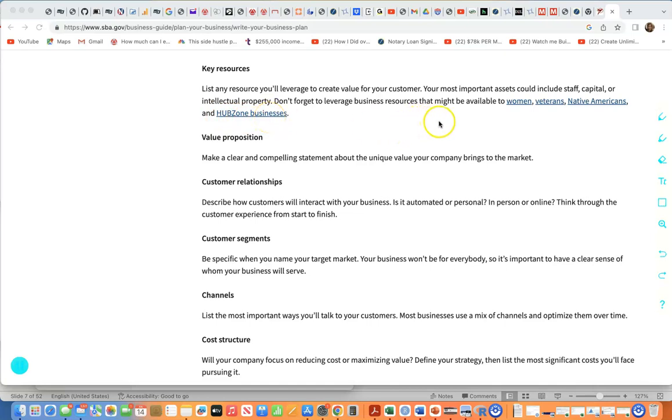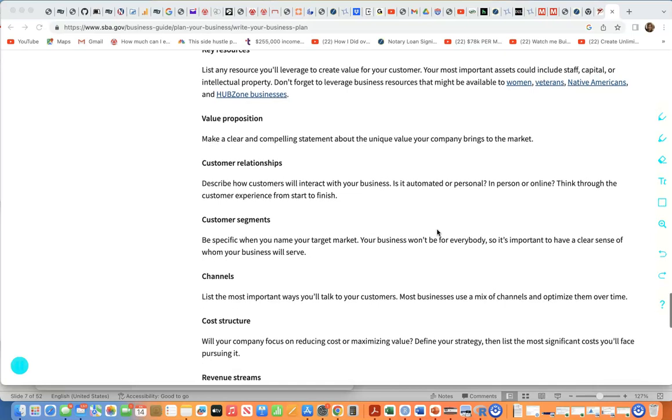Here you're going to include under your key resources any of the assets, and assets are not just physical items. It could be your employees or your staff that set you apart from others. It could be the capital your company has, and part of that would be that human capital, or even your intellectual property that you've developed. You'll list those here and tell why that can create value for your customer.